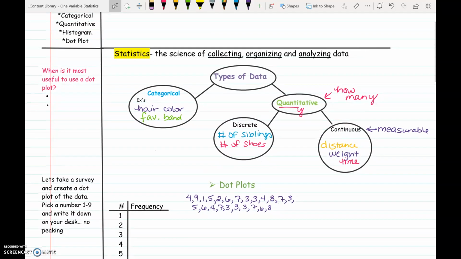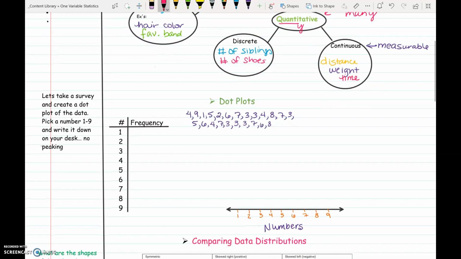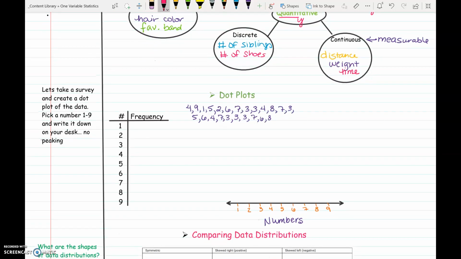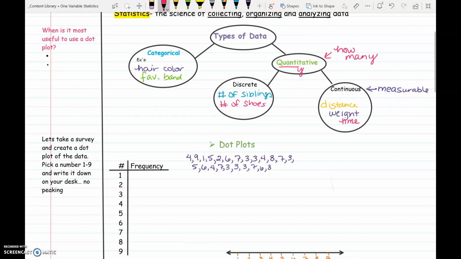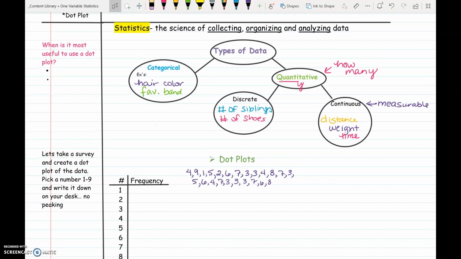So, let's come over here to our left side. When is it most useful to use a dot plot? So think about it. Let's review. A dot plot uses a number line. So can I put hair color on a number line or a favorite band? No, that does not work. Discrete, number of siblings. Okay. 0, 1, 2, 17, whatever. So yes, those we can place on a number line.